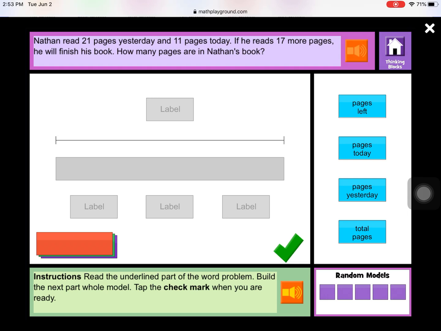Nathan read 21 pages yesterday and 11 pages today. If he reads 17 more pages, he will finish his book. How many pages are in Nathan's book?